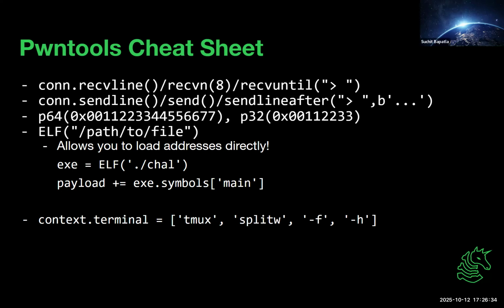One more thing is the p64 function, which is very useful, especially if the little endian stuff that we talked about earlier is a little bit confusing for you. This p64 function converts an address to little endian bytes for you to send over your connection. So this is something you'll probably use a lot. Very important.